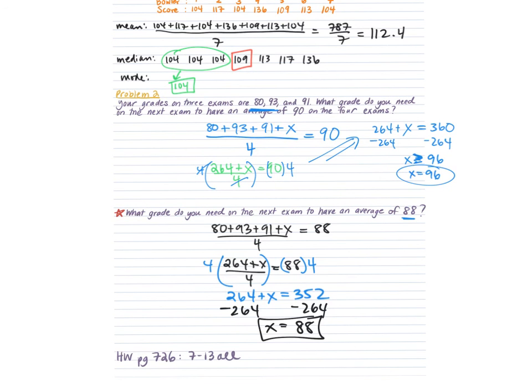Okay, so when you do this again all you had to do was change this 90 to an 88 and solve for X, you do it the same exact way. You get that you need an 88 on the test to get an 88 average. So hopefully you got that, and then try your practice here. Enjoy.